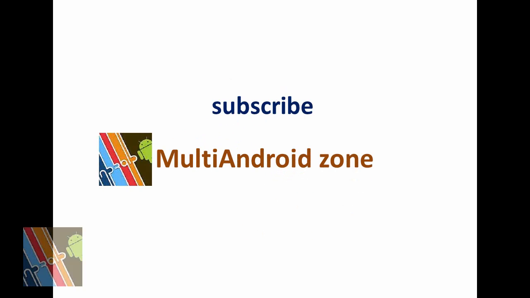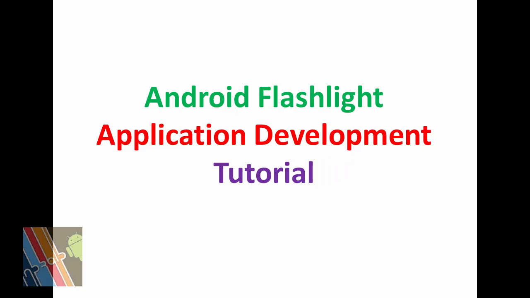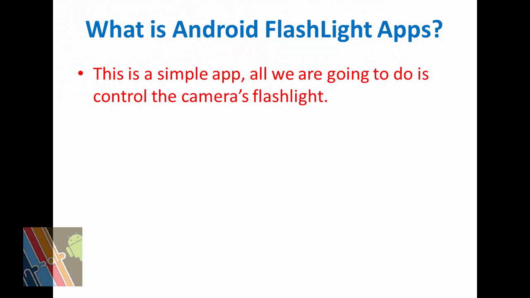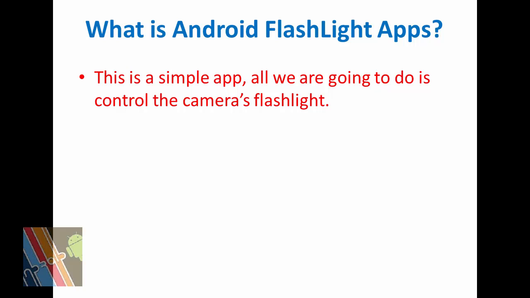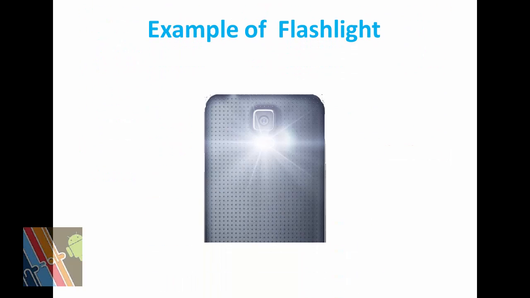Today I am going to show you how to create a flashlight application in Android. What is a flashlight app in Android? This is a simple Android app used to control the camera's flashlight. It would be handy to have this flashlight app on your Android phone. And we can use two different images for the on and off state of the camera. And here is an example of a flashlight.